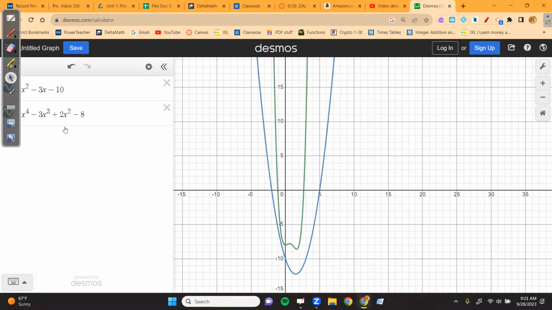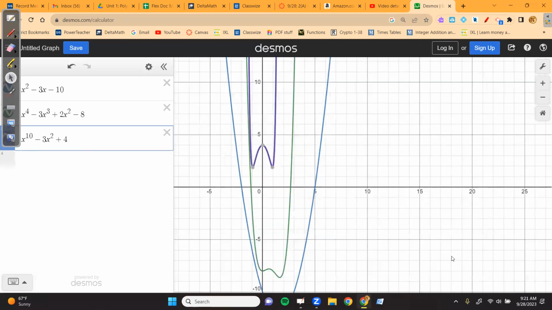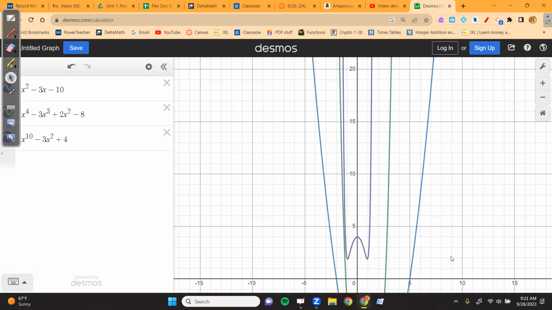Let me graph another one for you. Let's do x to the 10th minus 3x squared plus 4. You see that purple graph in there? What do you notice about its end behaviors? It does the same thing. It probably does a whole bunch of other really cool stuff in the middle, but that's not my concern right this second. My concern is I need you to know by looking at a graph how to determine what its arms do, because what its arms do is going to determine its landing approach as it comes into the x-axis.